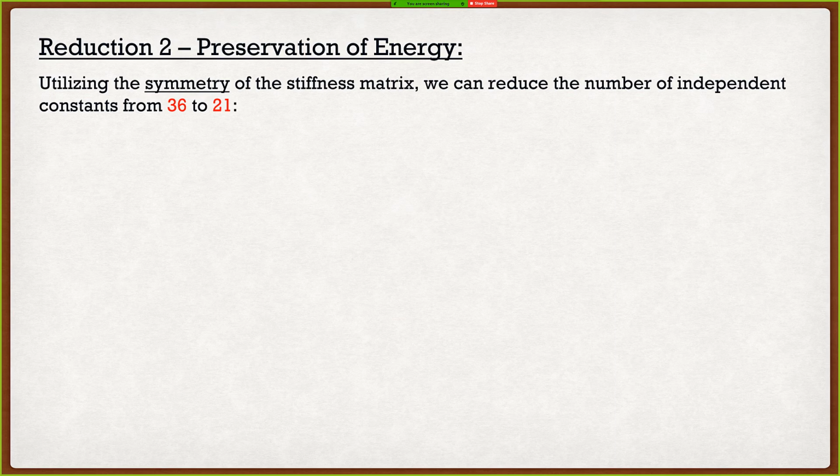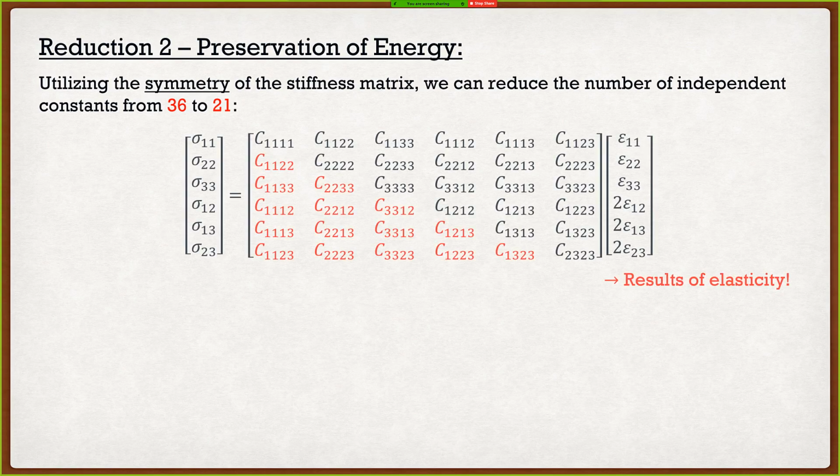All right? So that's the second reduction. Utilizing this symmetry, we know that we can reduce the number of independent constants from 36 to 21. You're saying, well, hold on, Clayton, how'd you do that? Well, remember that this is symmetric. So for instance, C1122 is going to be equal to C2211. Therefore, all of those red constants, we already know them because they are defined above. And this is a result of elasticity.